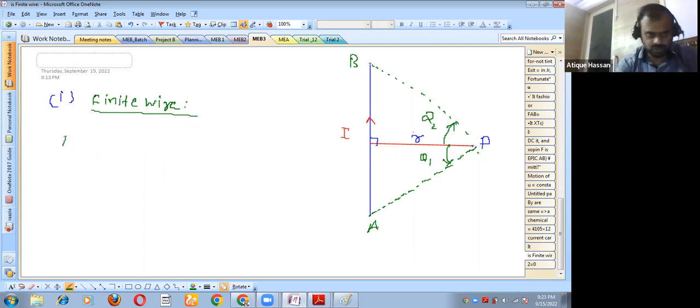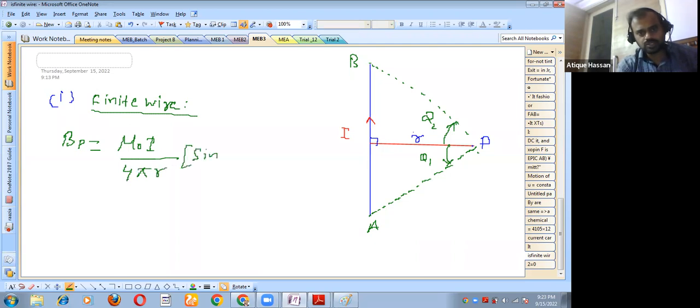This can be found out using Biot-Savart law, and the expression is very important. That is mostly used. Derivation is not required. So at point P, we will get the magnitude of the magnetic field as mu naught I upon 4 pi r times (sine theta 1 plus sine theta 2).